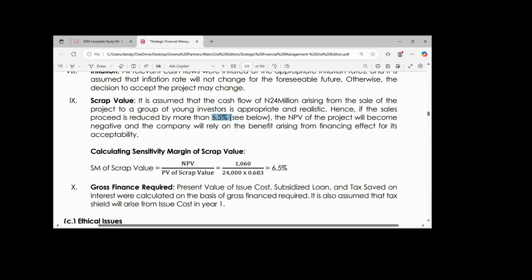Okay, that sensitivity analysis is just an addition. So it's not compulsory that you must do it. Of course, to calculate the sensitivity margin of scrap value is simply NPV over the present value of the scrap value. Okay, so that is that.